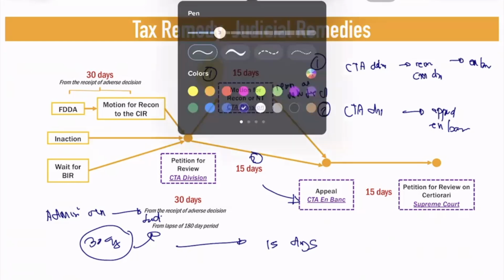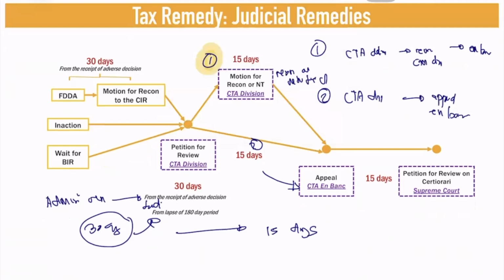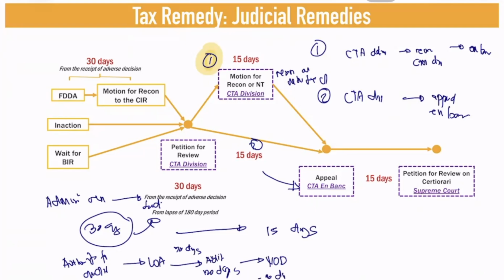Okay, so just a quick recap. We start first with the authority to audit. From authority to audit, there will be now LOA. Okay? That LOA must be served within 30 days. And then there is now the audit period. The audit period is 120 days. Then if still there is a discrepancy, there is a notice of discrepancy, then within 30 days, you must explain. If ever wala pa rin, there is now PAN.